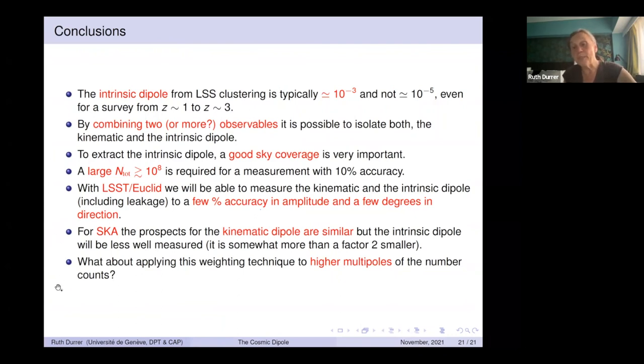A new idea would be to apply these also to higher moments, not only to the dipole, to higher moments in the number counts. This might allow us to break certain degeneracies which the number counts have, for example, for measuring cosmological parameters.